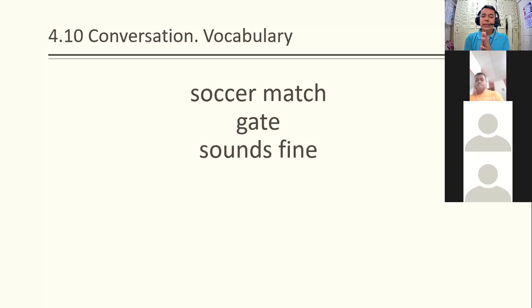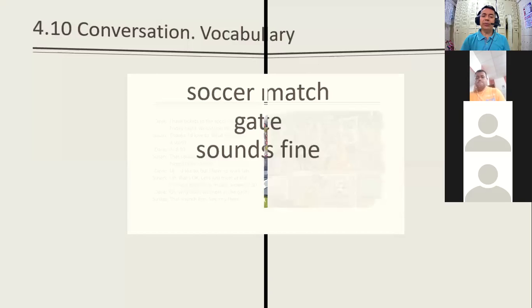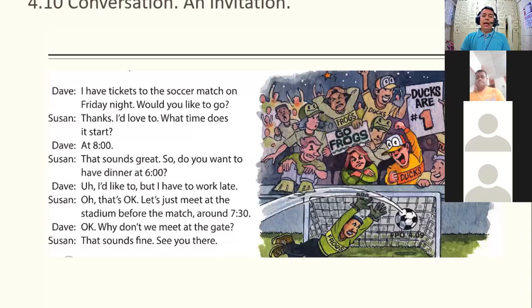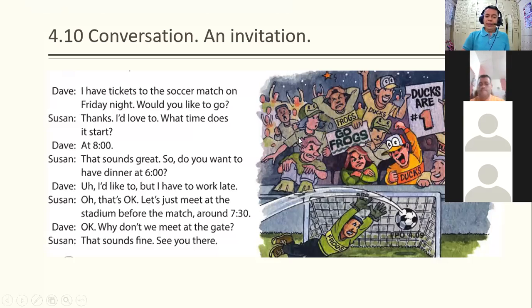Again, this vocabulary I told you is about the conversation. Now we're going to learn the conversation, right? An invitation. Look at the picture here. We have frogs versus dogs, right? Frogs versus dogs. The frog says, go frogs, and the dog says, dogs are number one. Dogs are number one, right? And it's a goal of the dog, right? The dogs scored a goal.